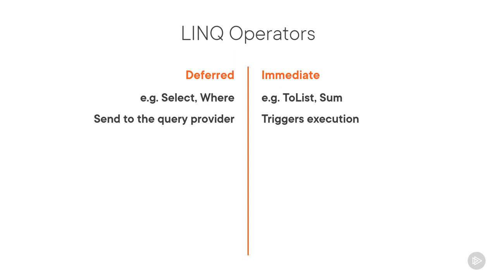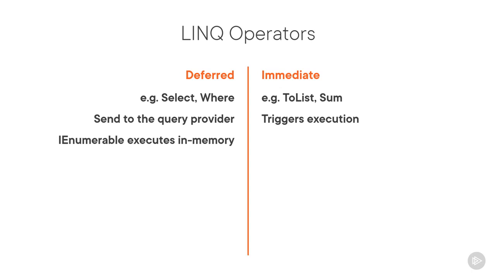Not to leave IEnumerable out, LINQ supported execution of queries on in-memory collections as well. When IQueryable is used, the deferred operators are not intended to be executed on the client, but with IEnumerable, they are. In fact, they're executed iteratively for every single object.